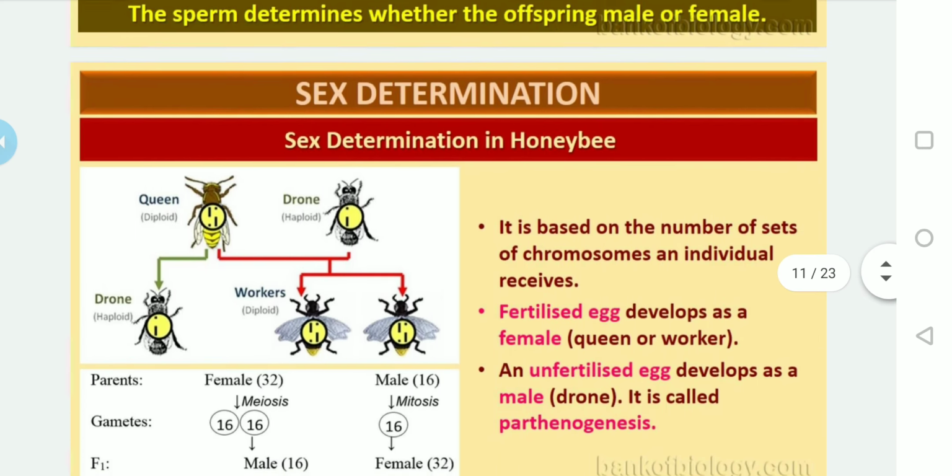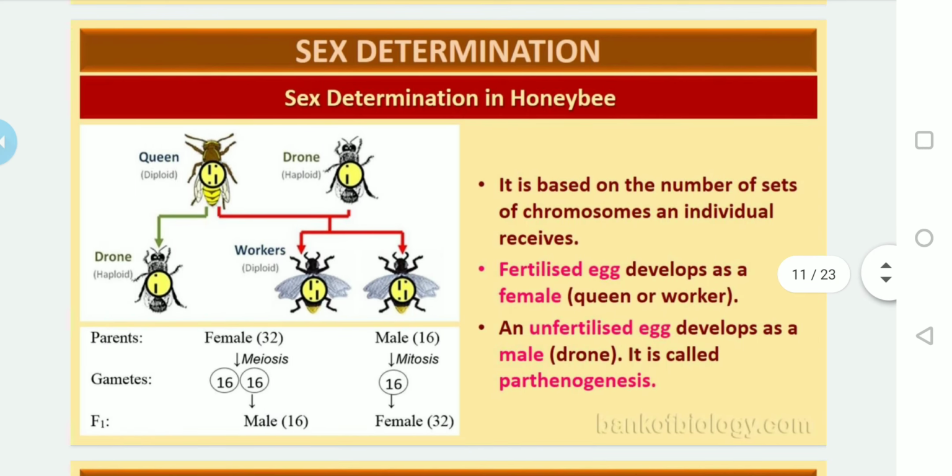And there is another important topic. Okay, the sex determination in honeybees. See, compared to the other types of sex determination, it is quite different in the case of honeybees. I will tell you how. See, here only the diagrammatic representation is given.